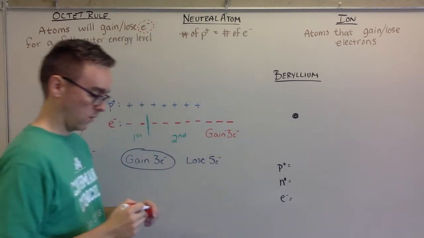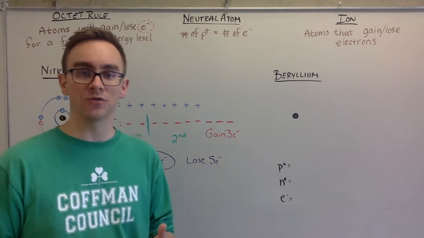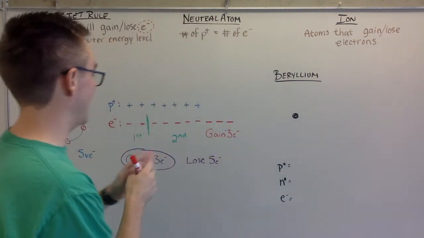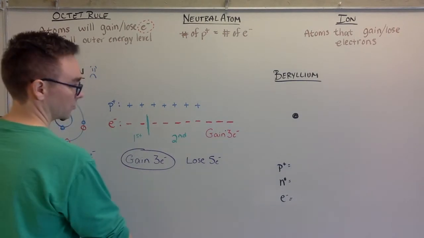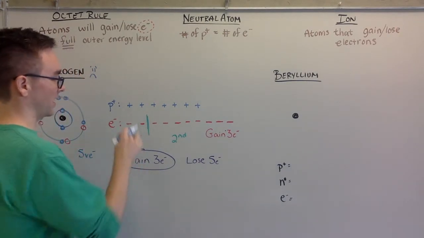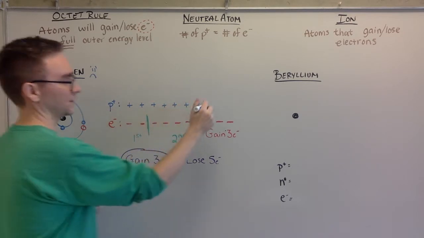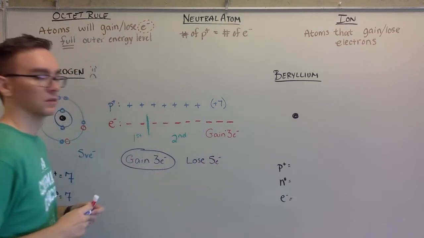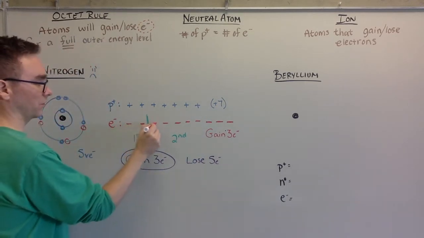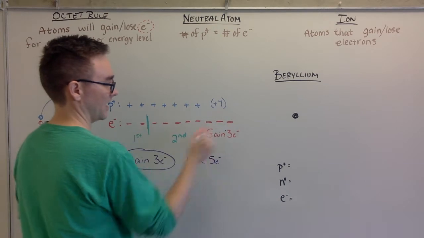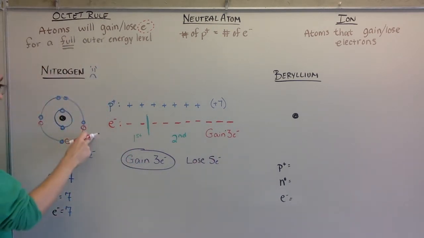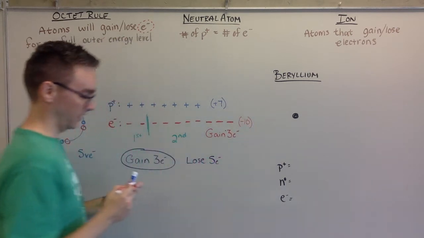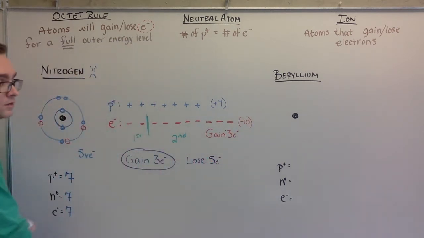Gain 3 electrons. Right? When we did neutral atoms, we said if we had 5 positives and 5 negatives, they cancel each other out. So now I have positive and negative charges. All right? So I can say I have 1, 2, 3, 4, 5, 6, 7, right? Or a positive 7. And then I have 1, 2, 3, 4, 5, 6, 7, 8, 9, 10. And as that full outer energy level, negative 10. Or I could just start canceling them out, right?